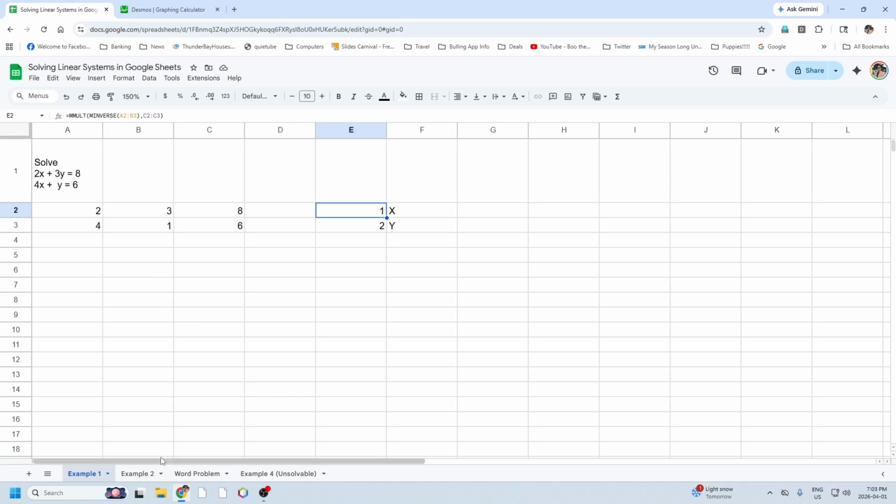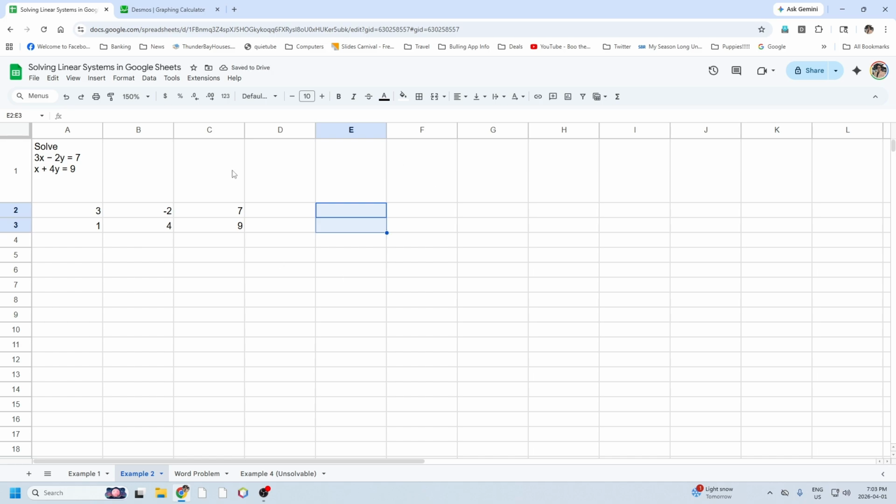So let's do a couple more examples just to show you how this works. And I'm also going to show you what happens if it is not solvable at all. So here's example 2. I've got another one. I've got 3x minus 2y equals 7, and I've got x plus 4y equals 9. Let's go ahead and type in our values. So 3, negative 2, and then 7. The coefficient of the x here is a 1. Then it's 4. Then it's 9.